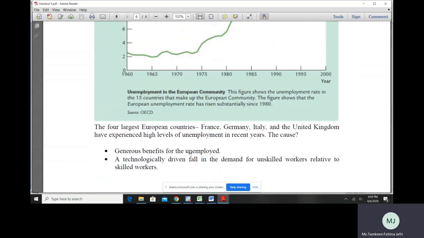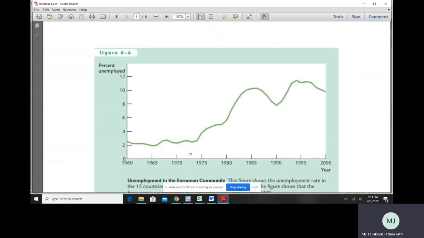Another reason why unemployment occurs is because technology is driving a decrease in demand for unskilled workers relative to skilled workers. So because of technology, in a lot of jobs, humans, labor is being replaced by machines. So that is also one of the reasons why unemployment is increasing in Europe. Or agar aap latest trends ko dekhein, because of the pandemic, because the industries have closed down, we are seeing increased unemployment. And that kind of unemployment is called the structural unemployment.